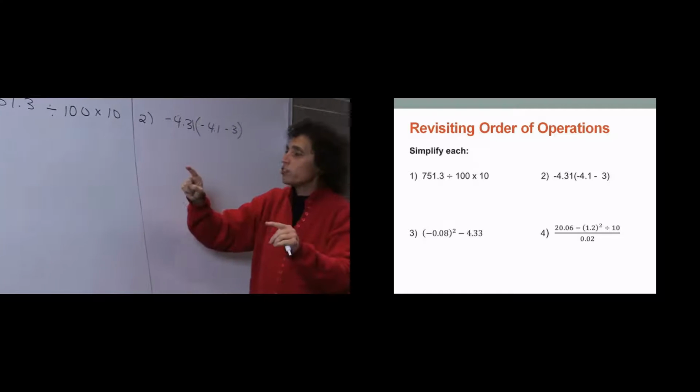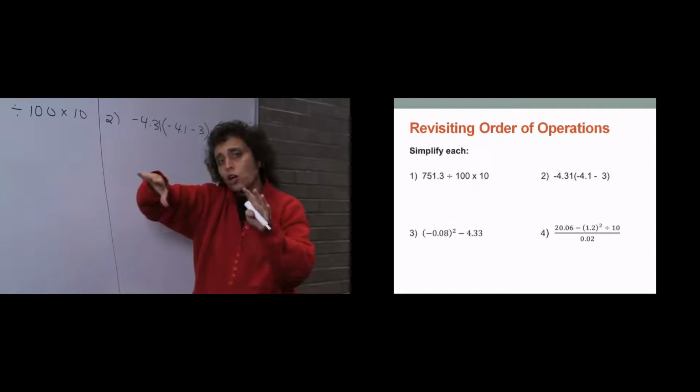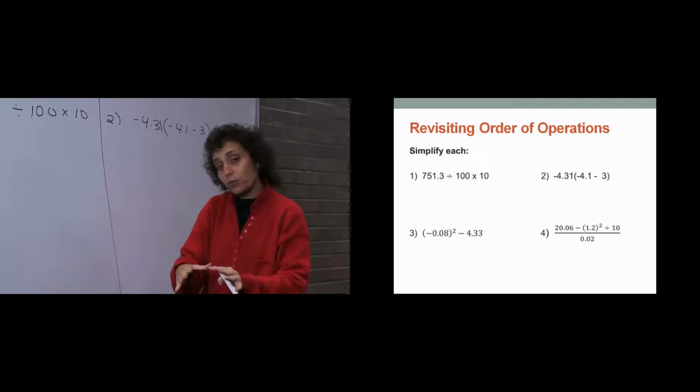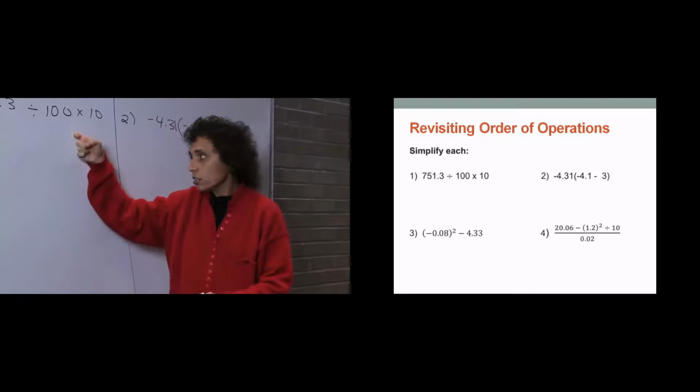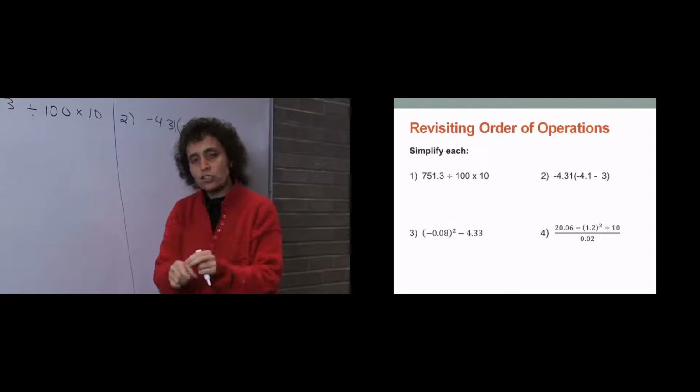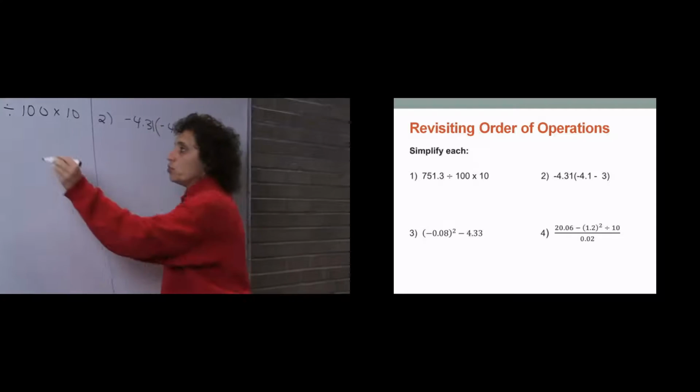So the first thing we have to see is if we have parentheses. There are no parentheses. Then we look for exponents. There are no exponents. So then we look for multiplication, division, got it. Multiplication, division, from left to right. So we're going to do these two first.